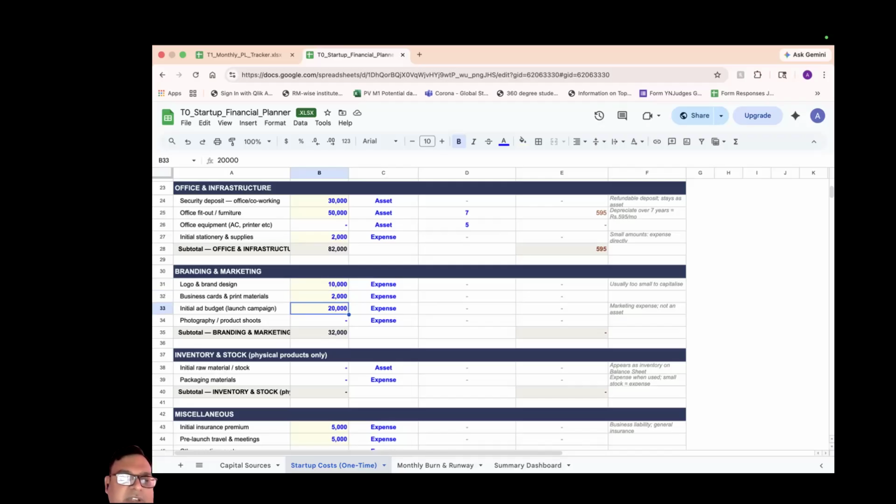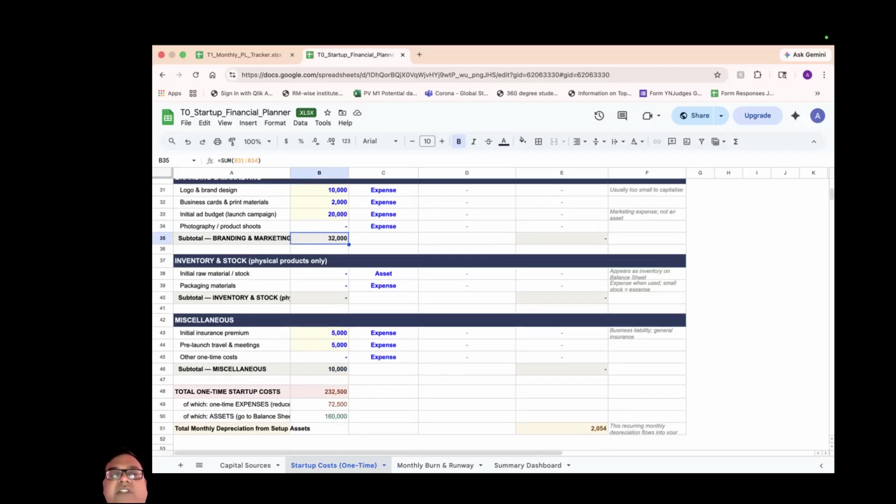Initial ad budget. This is important, 20,000 rupees, and this you will require. There are many startups today that use just organic reach, but it's always good to have a launch campaign. Set aside a marketing budget. This is not an asset, it's an expense. Photography or product shoots, whether it's digital or on e-commerce, physical, sometimes you require. In this case, I don't think it's required. Branding and marketing total cost is 32,000 rupees.